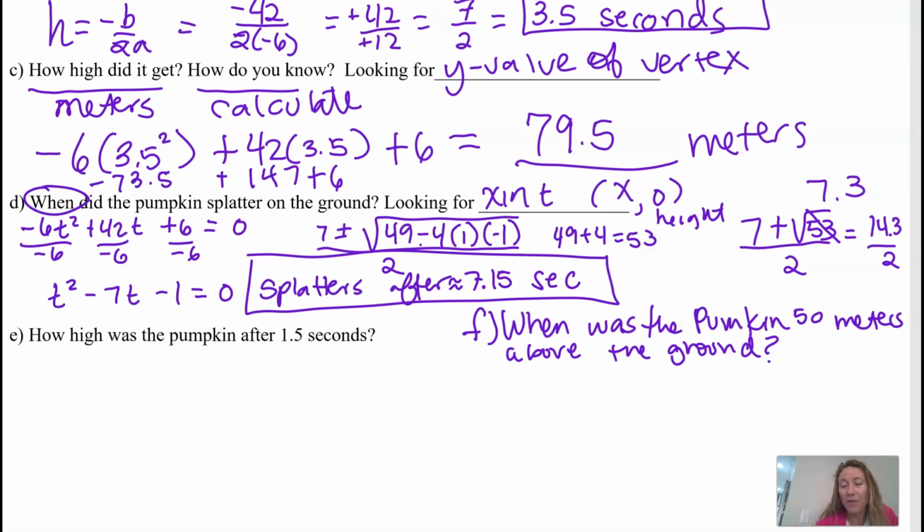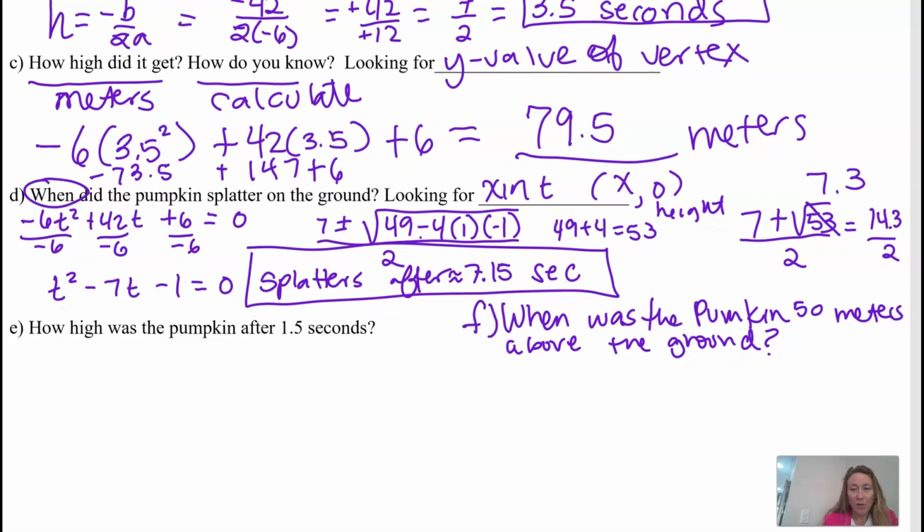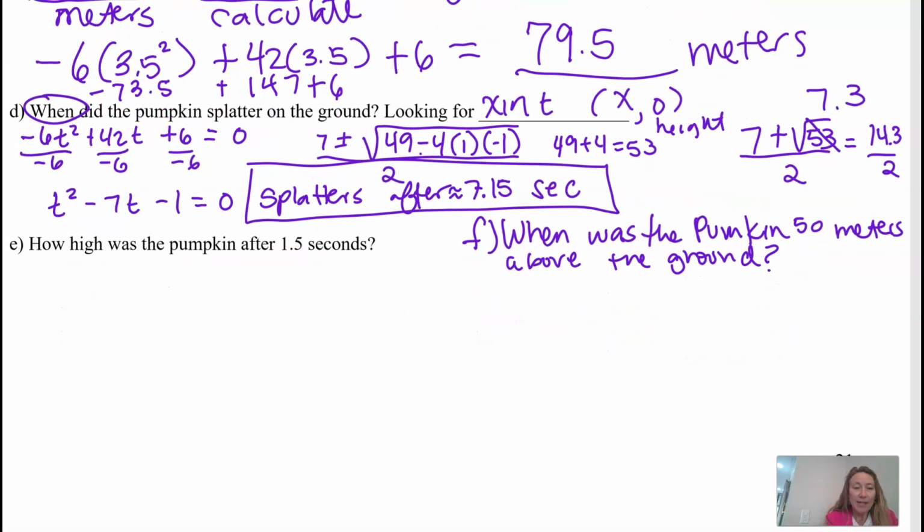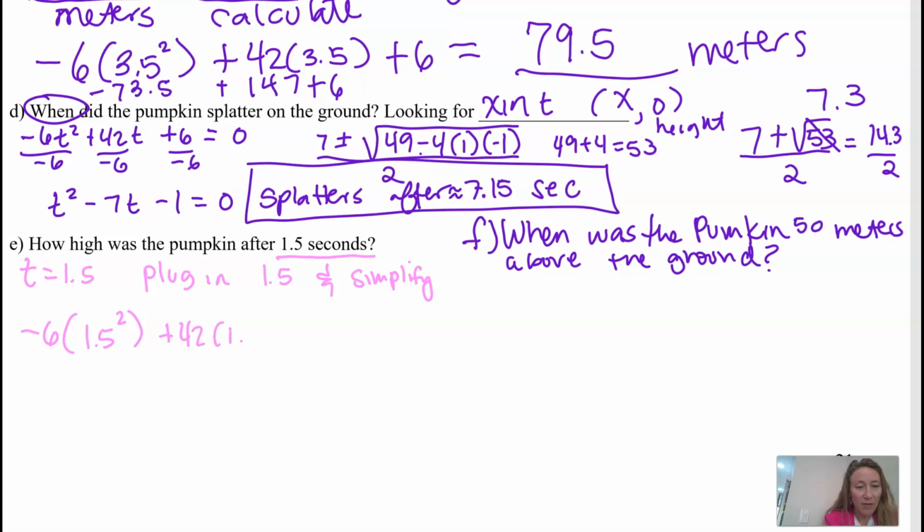Last two are very similar to each other. So in E, the question is, how high was the pumpkin after 1.5 seconds? 1.5 seconds, that's going to be t is equal to 1.5. So here I plug in 1.5 and simplify. So that's going to be negative 6, 1.5 squared, plus 42 times 1.5, and then plus 6.